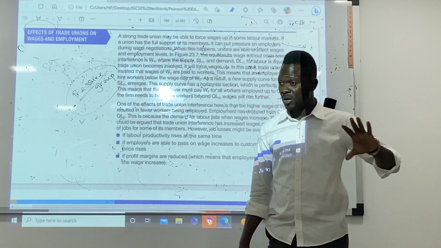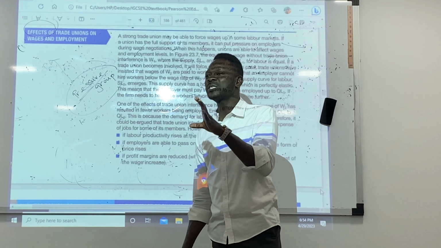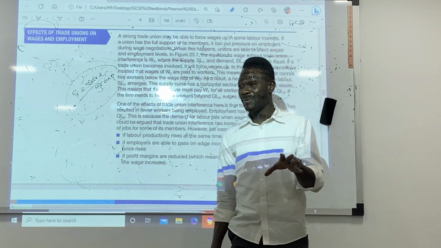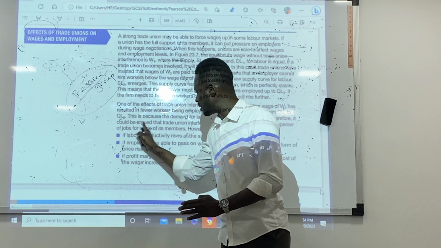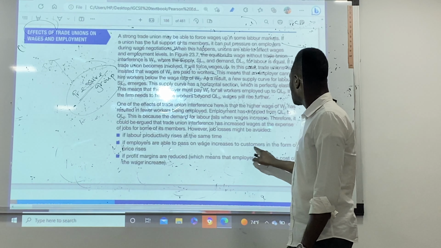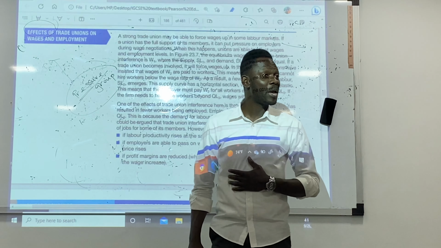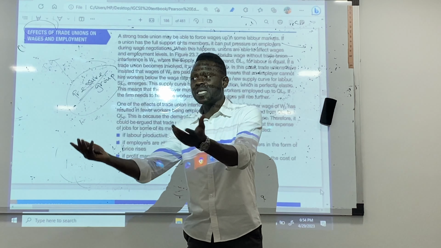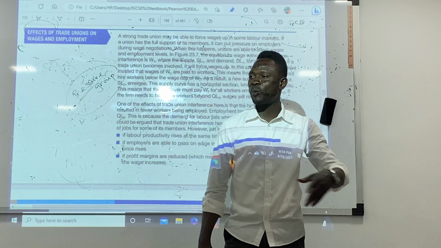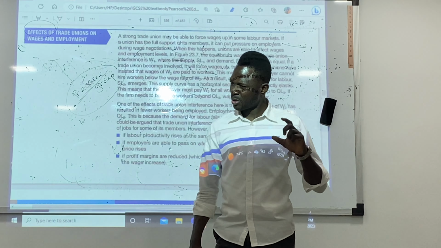The only period where a trade union can negotiate successfully and justifiably for you as a member with your employers is this. Number one, when your labor productivity increases: he's working more, so you should get more. Two, if employers are able to pass on wage increases to customers in the form of price rises, businesses might be willing to pay more if they know that they can increase the price of their goods and services. They wouldn't care about what they're going to pay workers. Are you getting what I'm talking about?